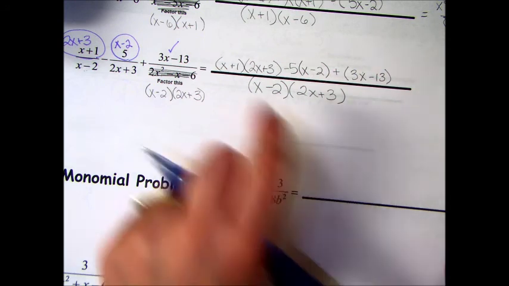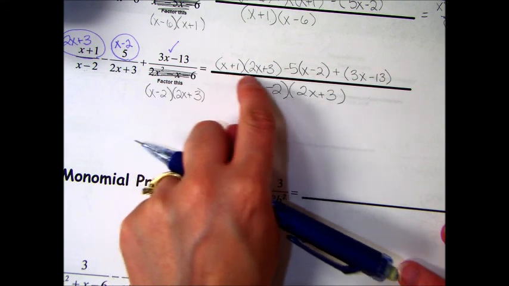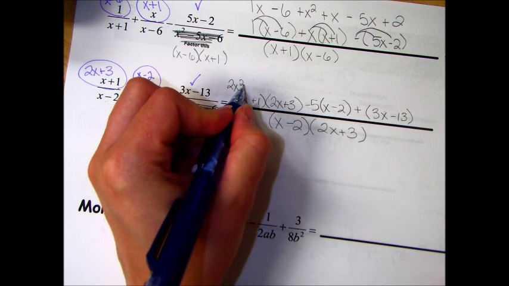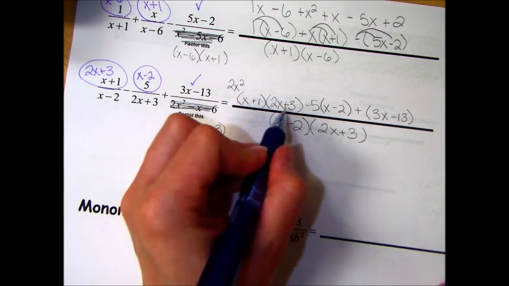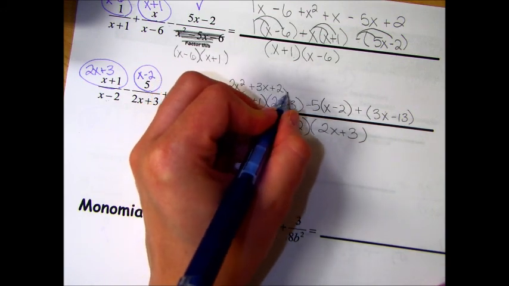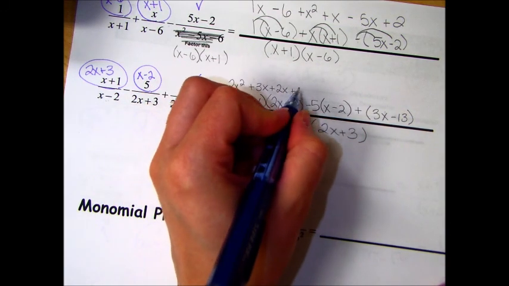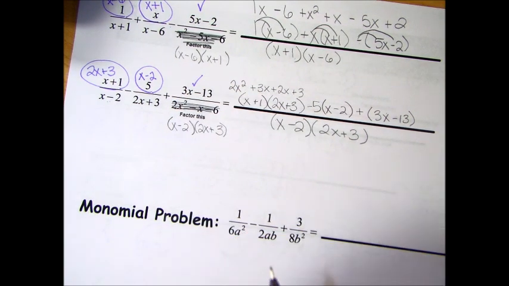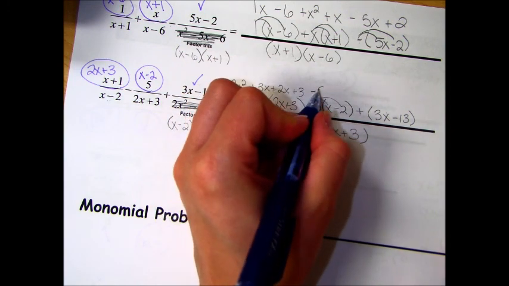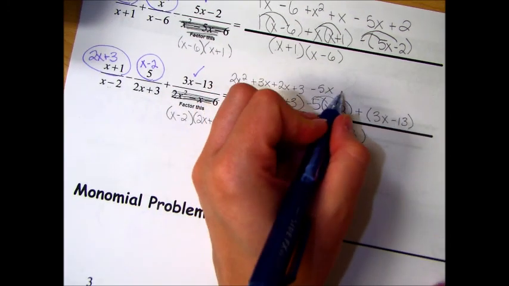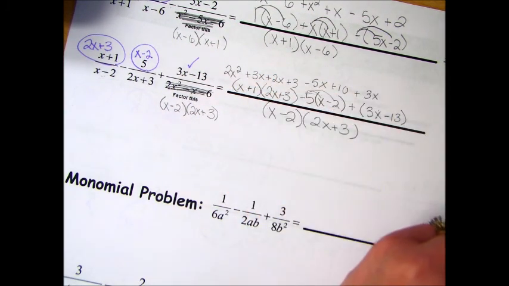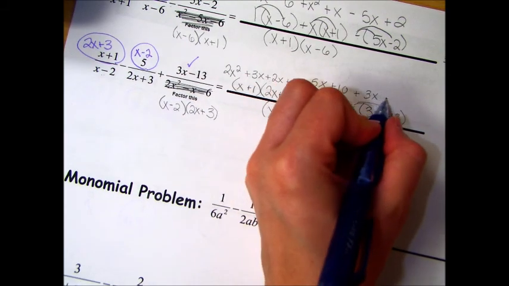Now it's time to distribute. This right here is going to be a little bit of a pain. You do 2x squared. You have to FOIL it or distribute. Plus 3x plus 2x plus 3. Probably missed the days when that's all you were doing, huh? Distribute this. Minus 5x plus 10 plus 3x, and then, because I'm doing this, minus 13.